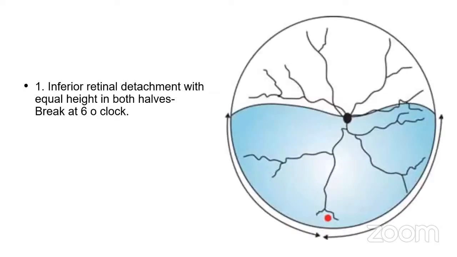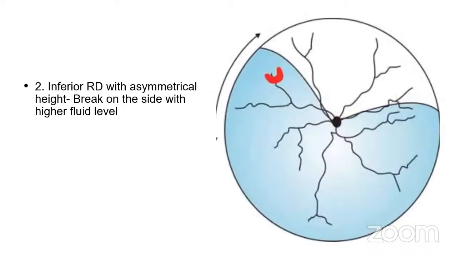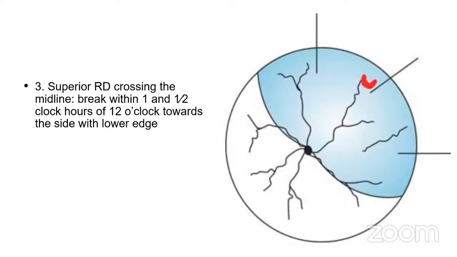So here are the Lincoff rules. In case of inferior retinal detachment with equal height in both the halves, the break is present at 6 o'clock. Then in inferior RD with asymmetrical height, the break is present on the side with higher fluid level. In superior RD crossing the midline, the break is within 1.5 clock hours of 12 o'clock towards the side with lower edge.